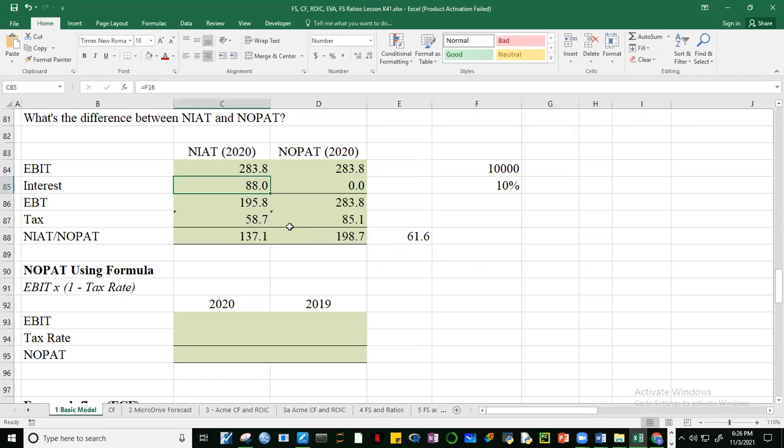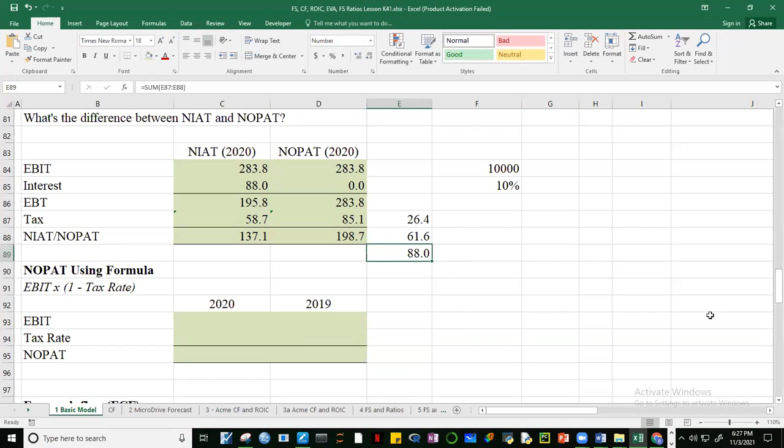Because if you notice, the tax of net income after tax was much smaller than the tax of the NOPAT. Because there was a higher taxable income for NOPAT, the tax was higher. So the difference here is 26.4, and if we add this, it accounts for the total 88 interest expense.